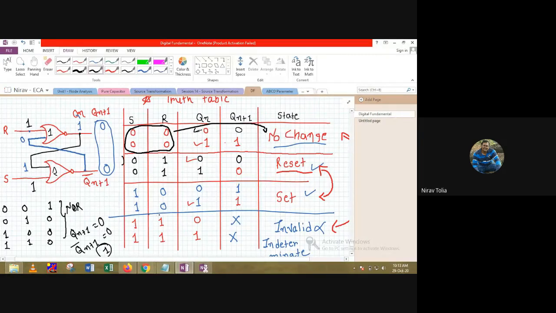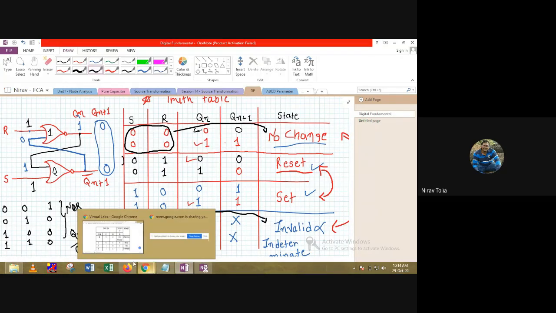And if our S and R is 1 1, then this state is known as the invalid state. So again, we do not require this type of state because when we give the input 1 1, the state is invalid. So we do not require the 0 0 and 1 1. Again, come to the theory portion.